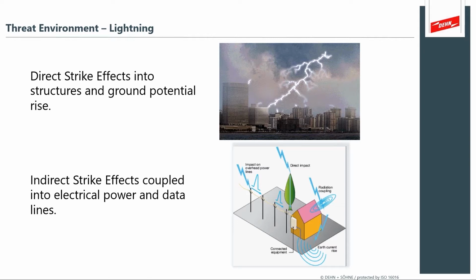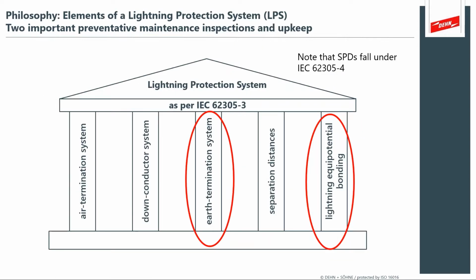In addition, there's very common indirect strikes. So this is when it strikes nearby, the tree or the ground or even the power lines nearby. They'll produce very strong ground currents, which contribute to ground potential rise. And these effects really are the focus behind our discussion today.